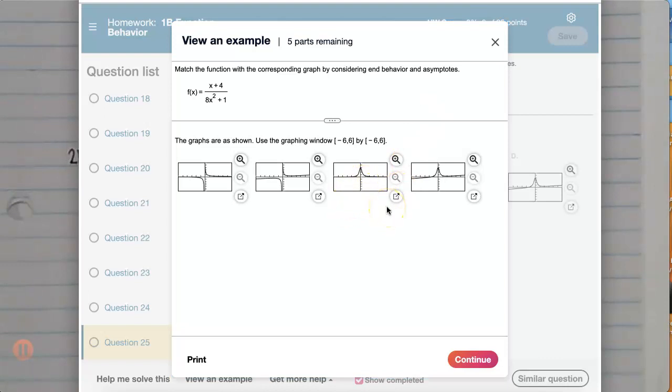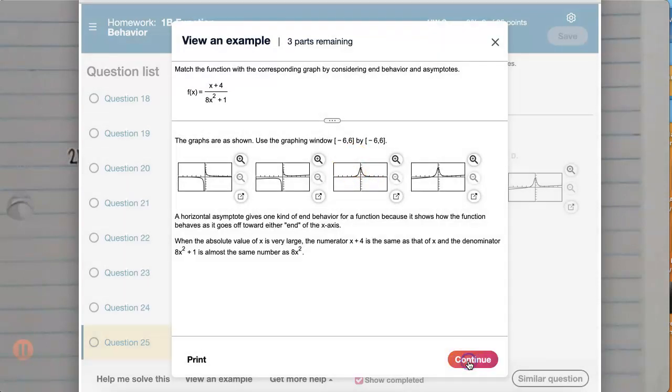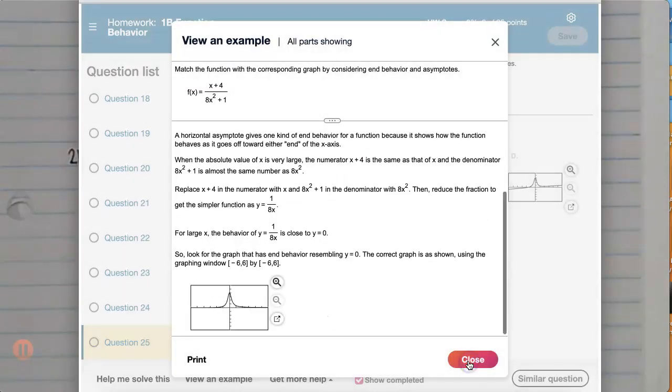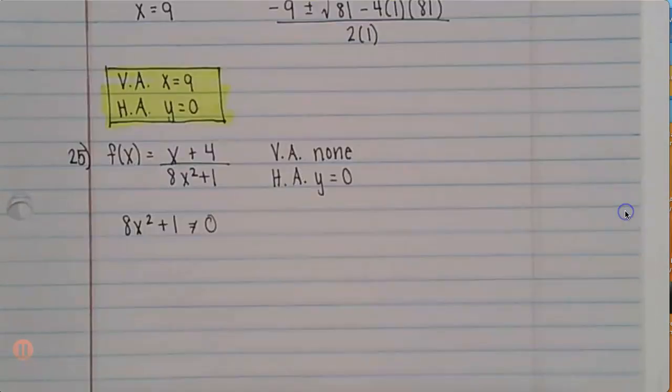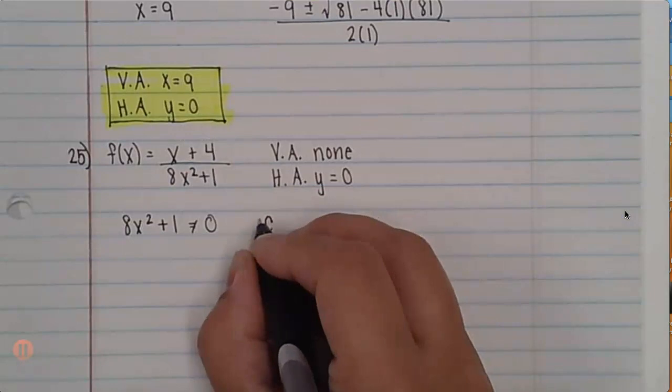There are no vertical asymptotes, so it has to be one of these two. And horizontal asymptote of y equals 0, so it has to be this one here. There we go. I think that was C.